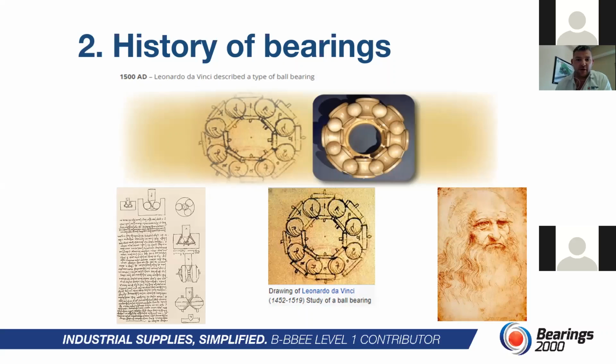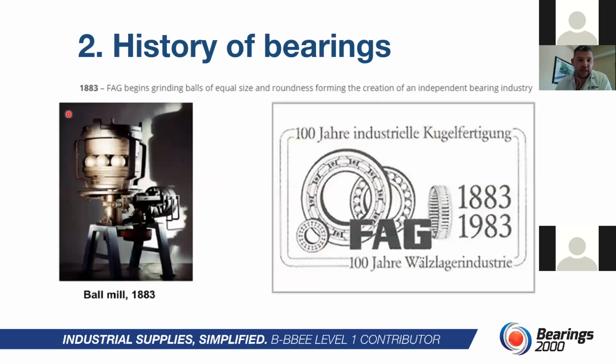But the modern bearing basically started in 1883, when FAG began to grind the balls to an equal size and roundness. And obviously from there on, everything happens, and that's where the modern bearing started, and that's where we are today.